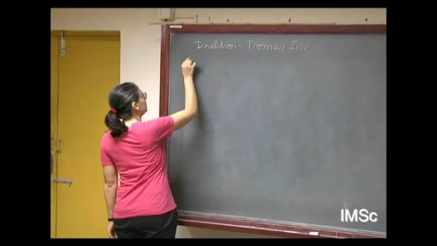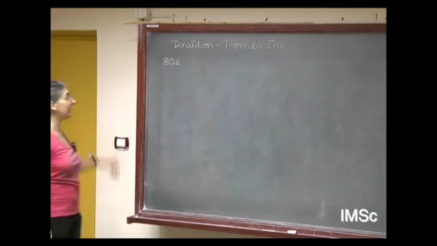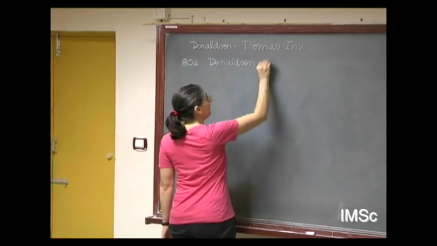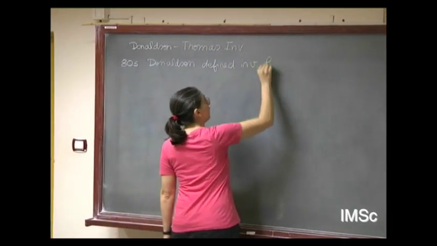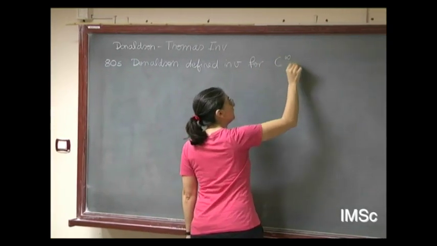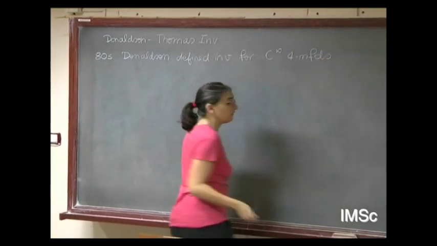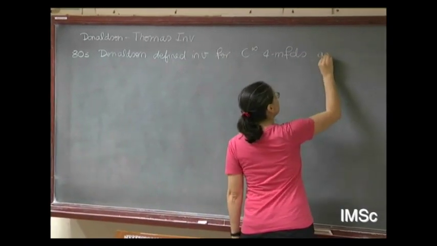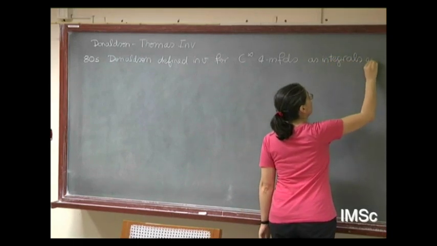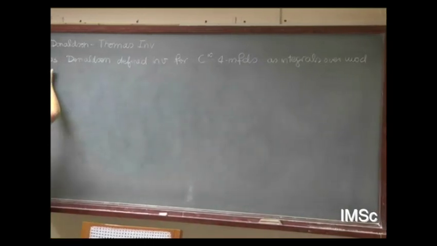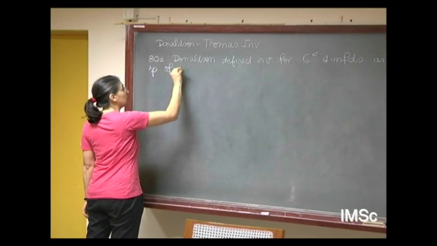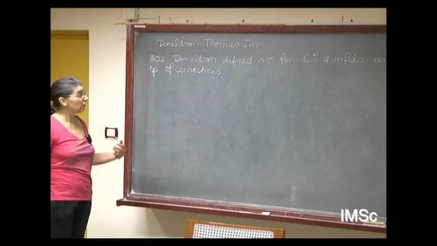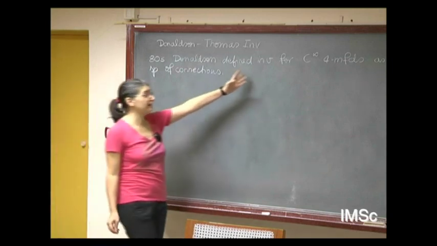So let me start by reminding you, or telling you if you weren't there, that in the 80s, Donaldson, who is essentially a differential geometer, defined invariants for C-infinity manifolds, so real manifolds, and of course with all the nice properties, oriented, compact, without boundary, as integrals over moduli spaces of connections, typically anti-self-dual connections. So based also on, related to previous work of Karen Uhlenbeck.